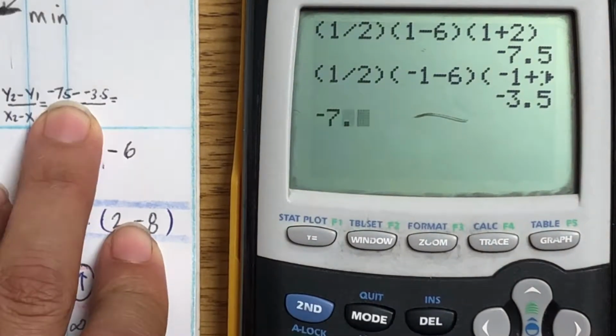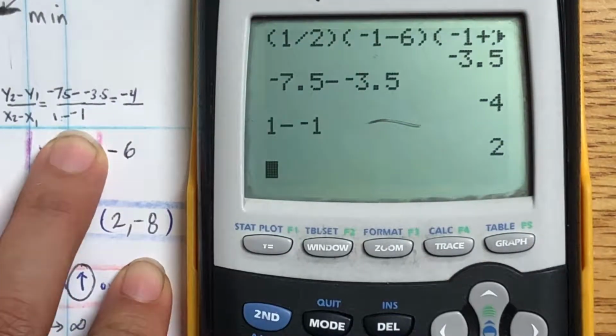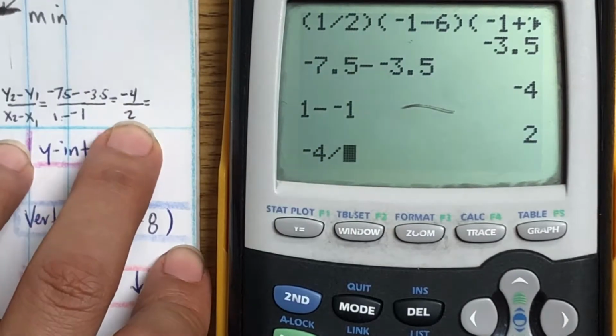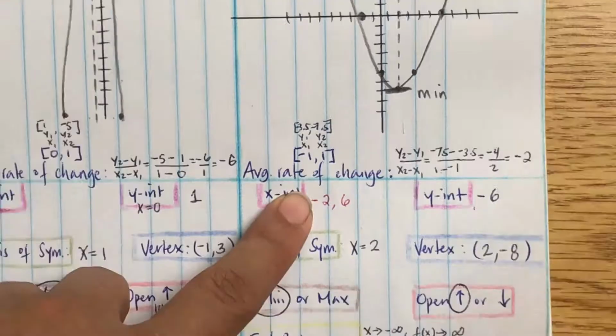So -7.5 minus -3.5 is -4, over 1 minus -1, which is 2. If that's still in the calculator, you get -2. So my rate of change in that interval is -2. So it doesn't matter what question they ask you, once you've done the 5 steps, you can answer. And that's it. So let's practice.